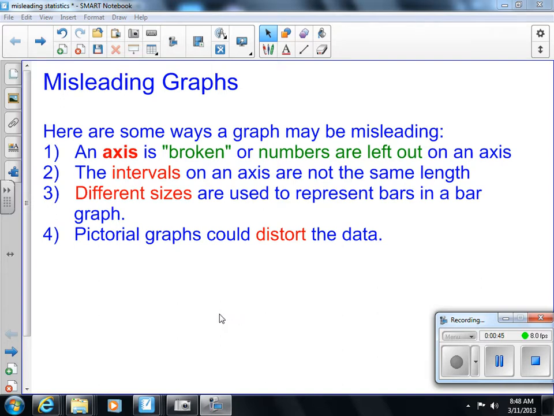A second thing you might look for is if the intervals on an axis are not the same length. Now we've talked about what an interval is. If your intervals are not the same, then obviously your data is not going to be equally represented. The next one: see if there are different sizes to represent the bars in a bar graph. In other words, does one section look wider than the other? That might be misleading in its representation. And the last one is, anytime I have pictorial graphs, they could be used to show some distortions.